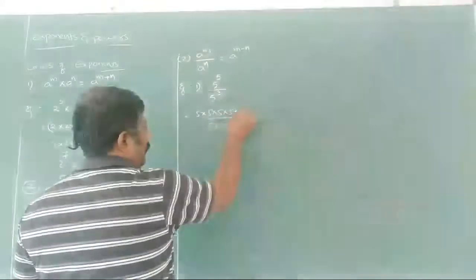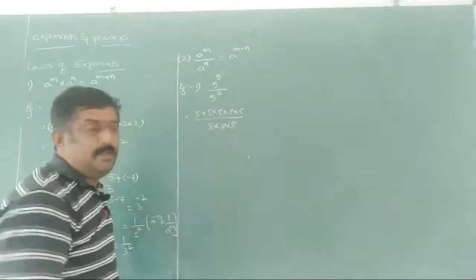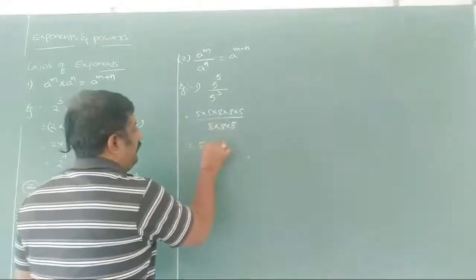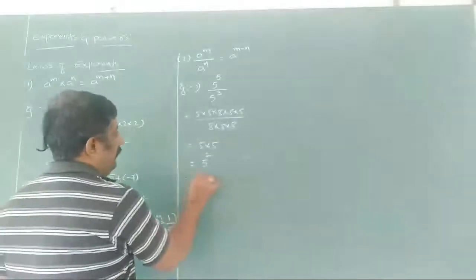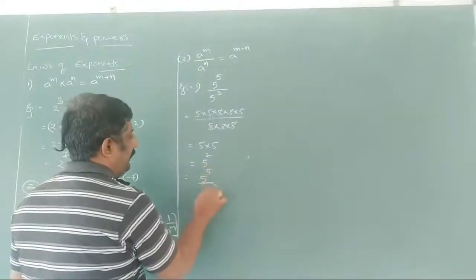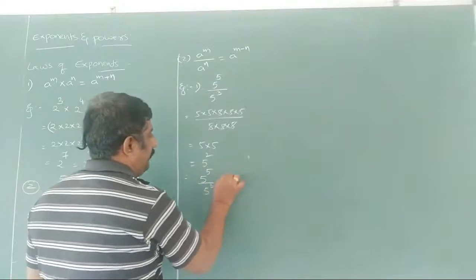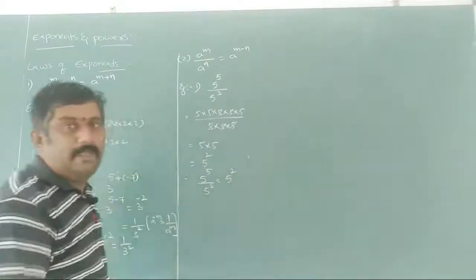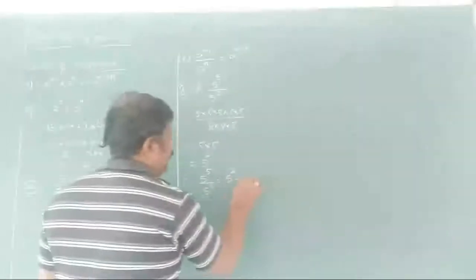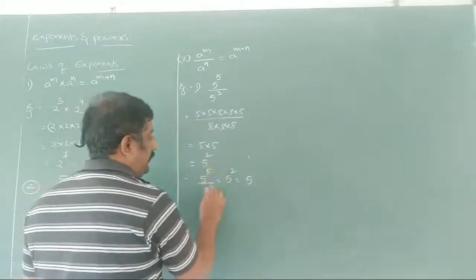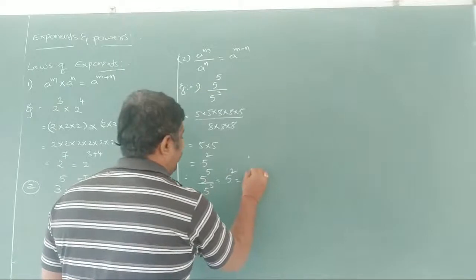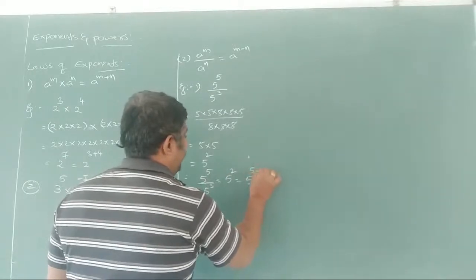1, 2, 3. Now, the 5 into 5 that remains can be written as 5 to the power of 2. So, therefore, 5 to the power of 5 by 5 to the power of 3 can be written as 5 to the power of 2. And in another form, how can you write it? This 5 to the power of 3 is coming to the numerator, and it can be written as 5 to the power of 5 minus 3 also.